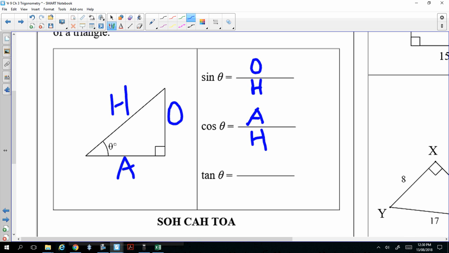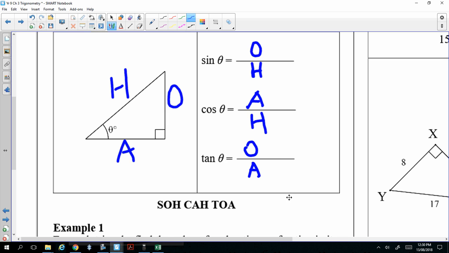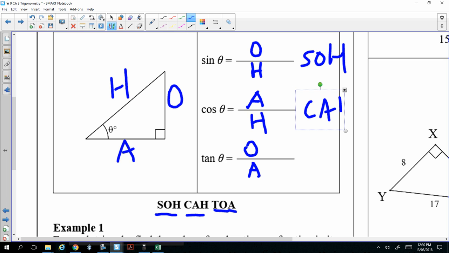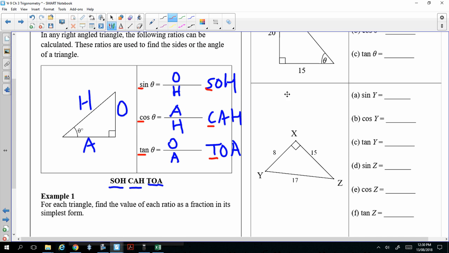Now, how we're going to remember this is to remember the mnemonic SOH CAH TOA. S-O-H, C-A-H, and T-O-A, in this order. SOH CAH TOA. Remember, S-C-T. Get the idea? SOH CAH TOA. All right, let's continue.